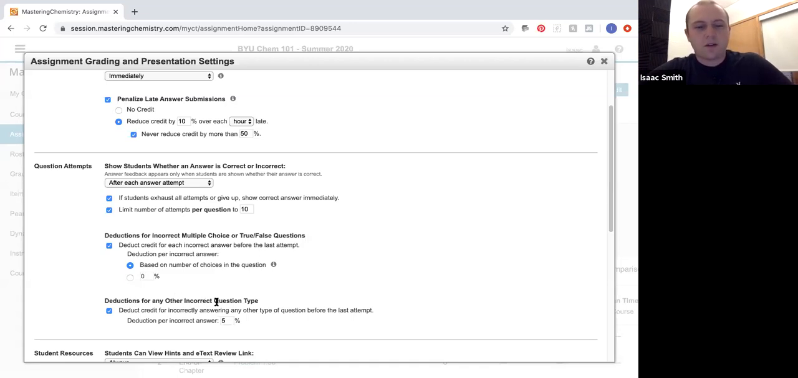For any other question type, a lot of the questions will have you enter a number as an answer. Then you lose 5% for each incorrect answer. So let's say you do a word problem and you get it wrong the first time, if you try again and get it right, then you get 95% on that question. So that's how the grading works.